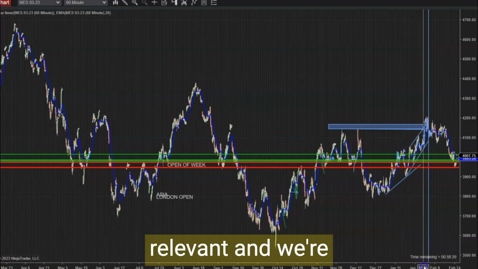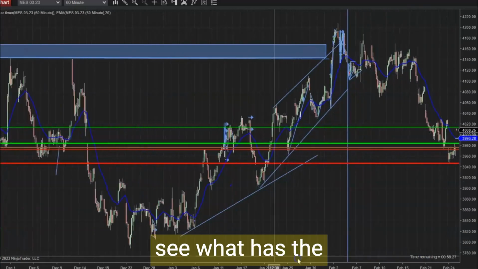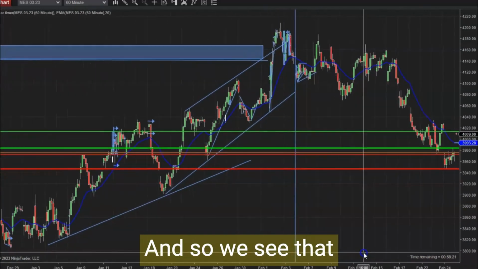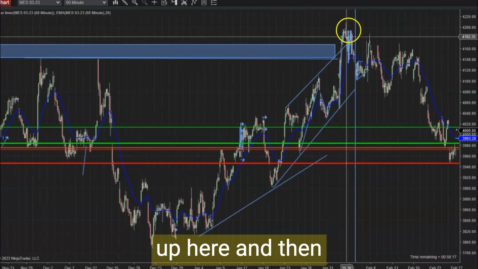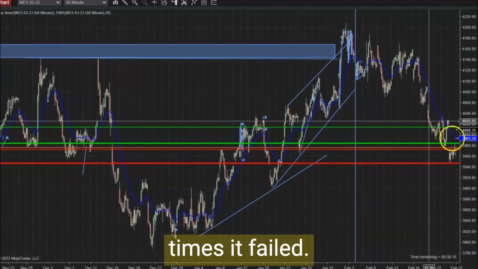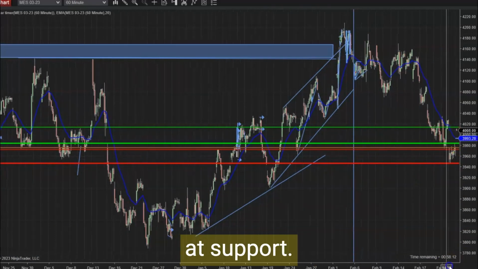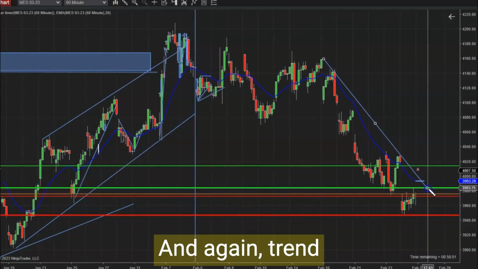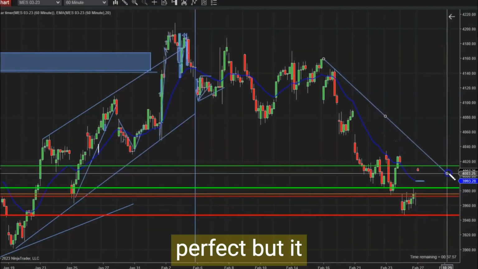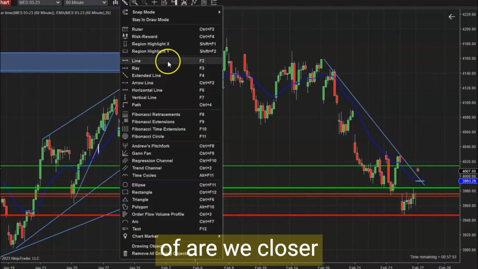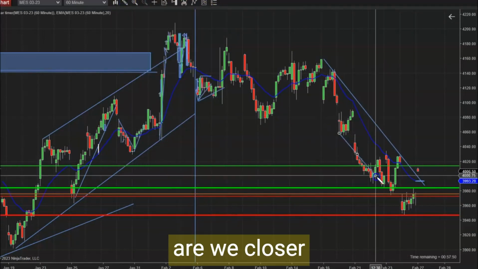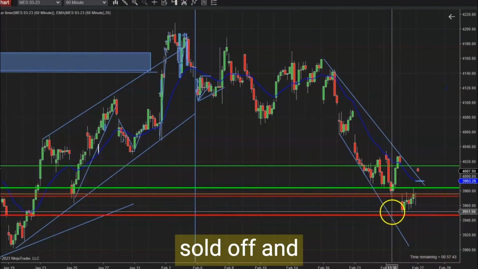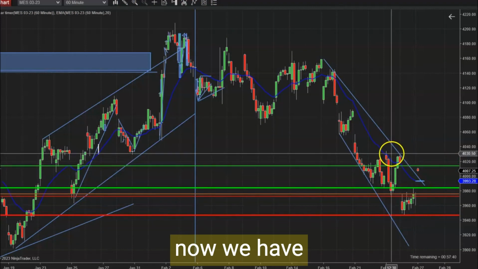Again, it's not really relevant when we're doing our day trades, but now we zero in and see what the market has been doing. And so we see that the market went up here, and then we tested many times, it failed, and now we're back down here at support. We could draw in some trend lines here, and again, trend lines are never perfect, but it gives us a sense of, are we closer to support or are we closer to resistance? All right, so basically we sold off and now we have resistance up here.